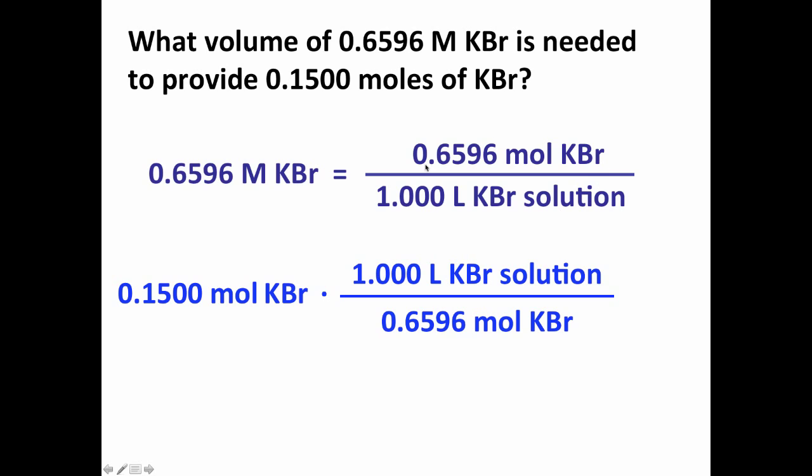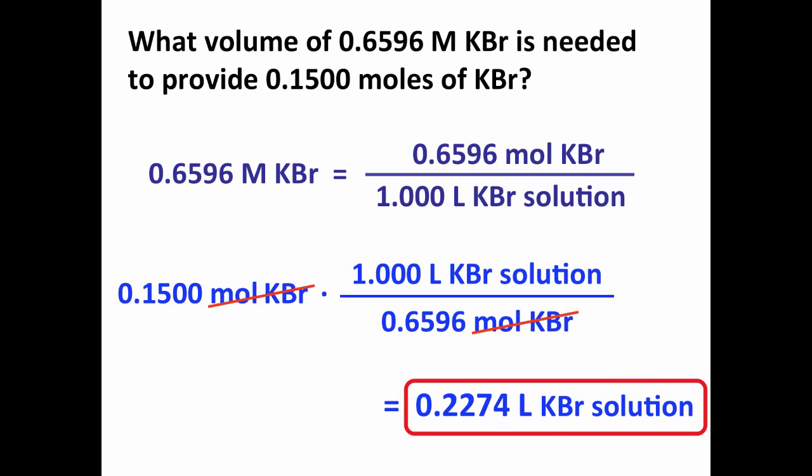And notice we're going to be writing the molarity ratio sort of quote-unquote upside down because we want to cancel moles of KBr and we want to get a volume. So there's our setup. We're going to take 0.1500, multiply by 1, and divide by 0.6596. That will give us our answer, in this case 0.2274, and it's in liters of the potassium bromide solution, and specifically it's of the 0.6596 molar potassium bromide solution.